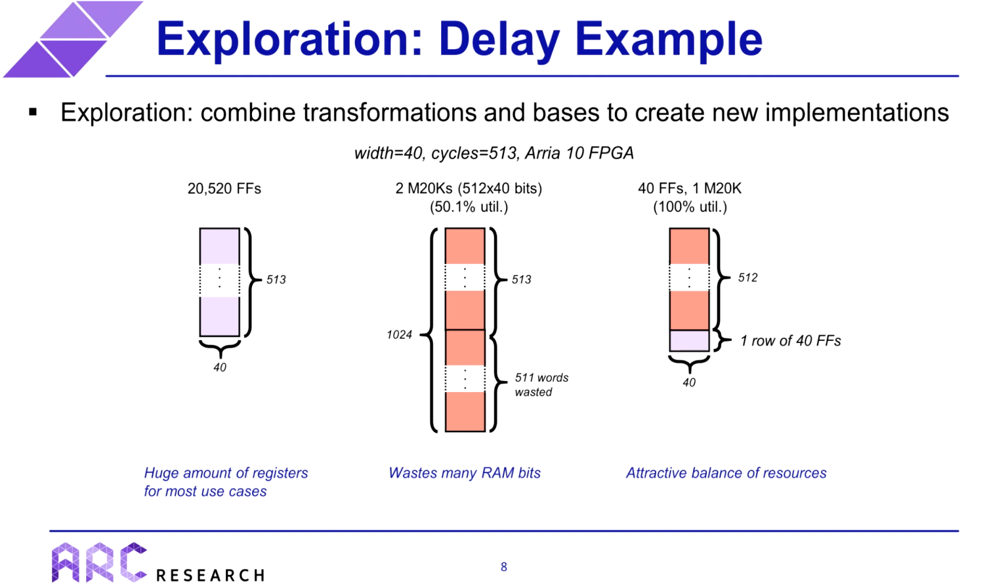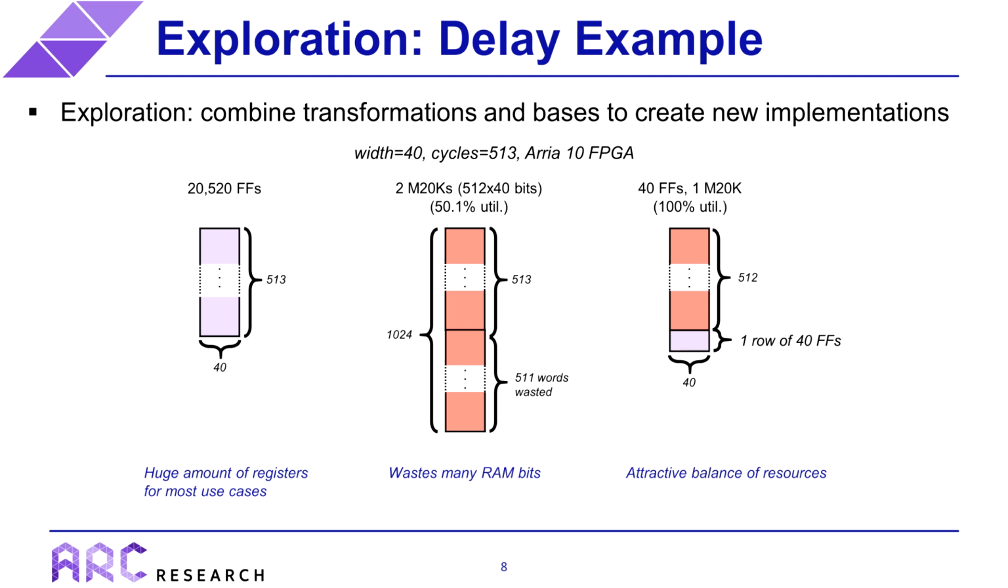Although these transformations are conceptually simple, they open up a huge amount of exploration options, where the Elastic IP framework will automatically combine the transformations and the bases to create new implementations. So let's look at some simple examples for the delay. Let's say we need to delay a 40-bit signal by 513 cycles on an Arria 10 FPGA.